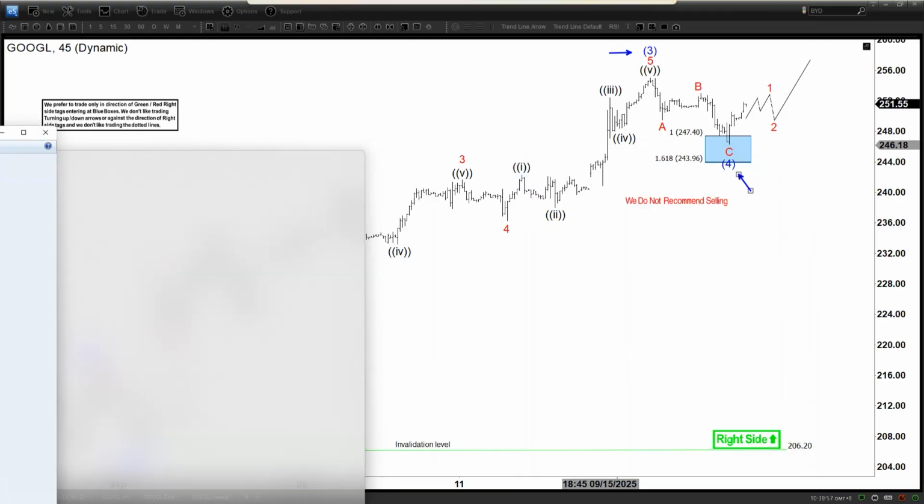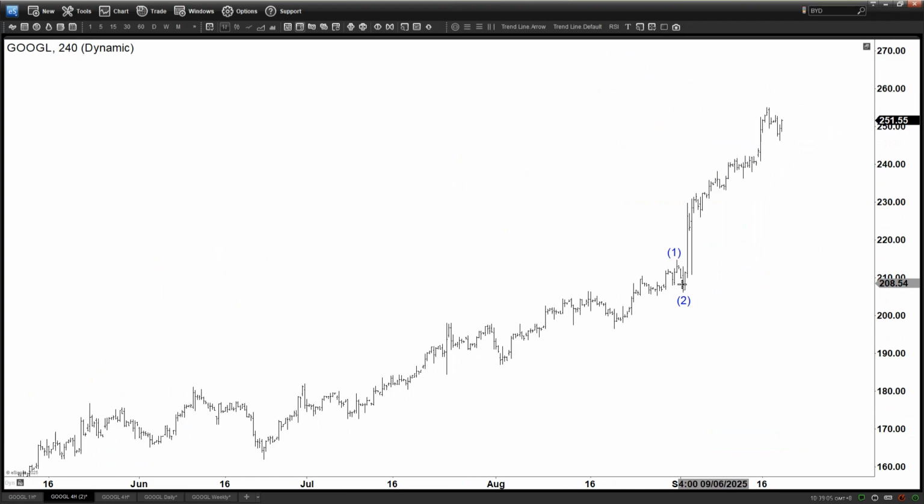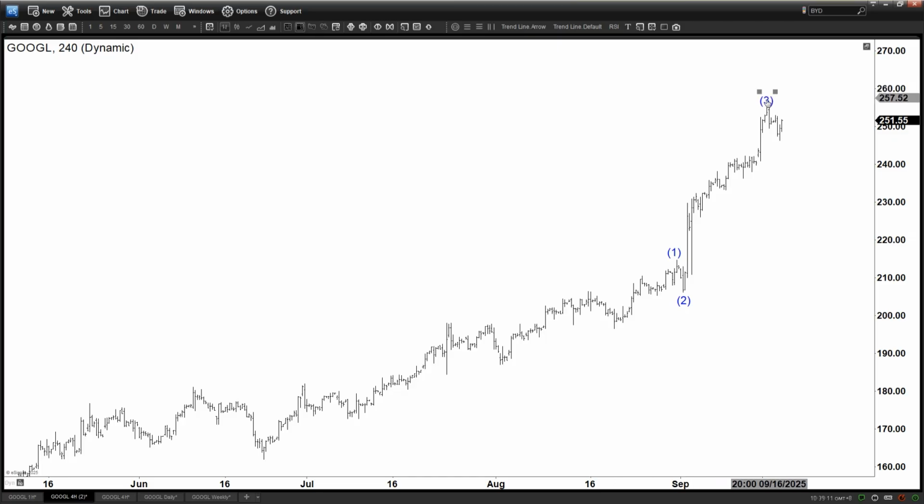So if we're just simply looking at the 5 waves in blue, and I zoom out to the 4-hour time frame, give you an idea where we are. This is the 1 2, and this is the 3 4. Let me put it here in the 4-hour, and now we're doing a wave 5, right? So we are looking at this now without knowing the full count of the larger degree.